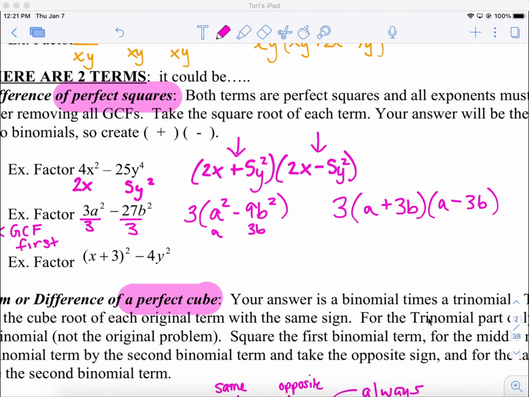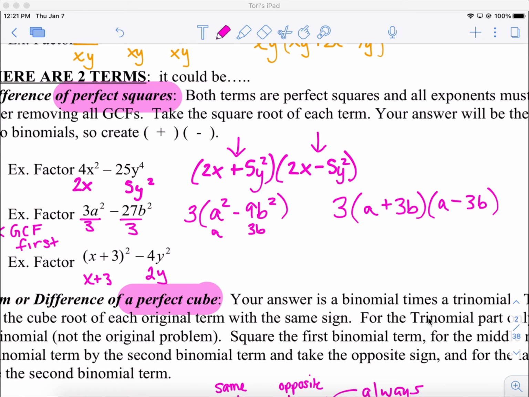This last problem looks a little tricky, but here's what I noticed. It's a binomial in the sense that there are two main pieces here. Okay, so I have this piece and this piece. There's a subtraction sign in the middle, and both of the pieces can be square rooted because of this square right here. So this piece is technically an x plus 3, and that's an underline, not a division. This 4y squared can be broken into a 2 and a y.